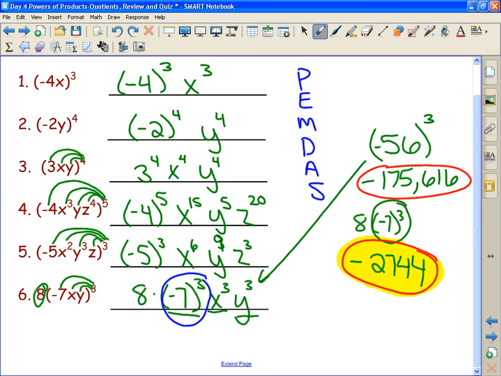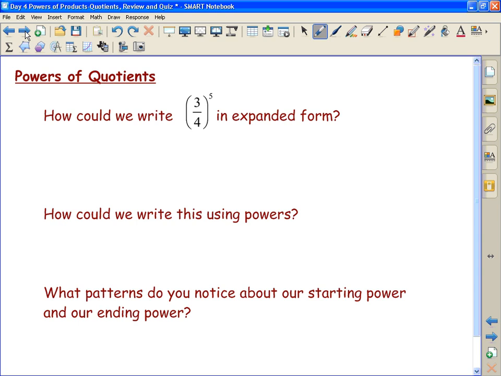And if we do negative 56 to the 3rd, we've multiplied 8 and negative 7 first before we've taken care of that exponent. So hopefully that makes sense why, if you wanted to simplify this, you would need to do negative 7 to the 3rd power first and then multiply that answer by 8. All right, so that takes care of our powers of products property.